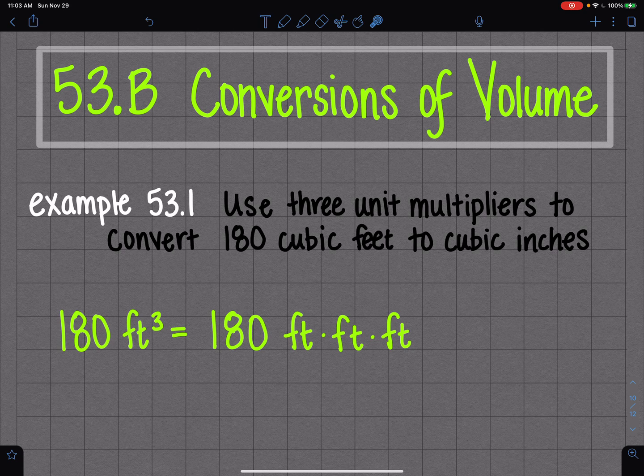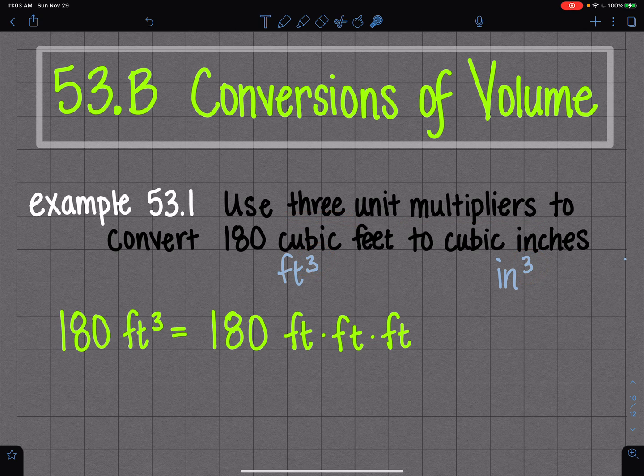And the more fun comes in the form of conversions of volume. So you have to use 3 unit multipliers when you convert volume because, of course, it's 180 cubic feet to cubic inches. And you know what cubic feet means. It means feet raised to the 3rd power and inches raised to the 3rd power. So when you have a power of 3, you're going to have to use 3 unit multipliers.